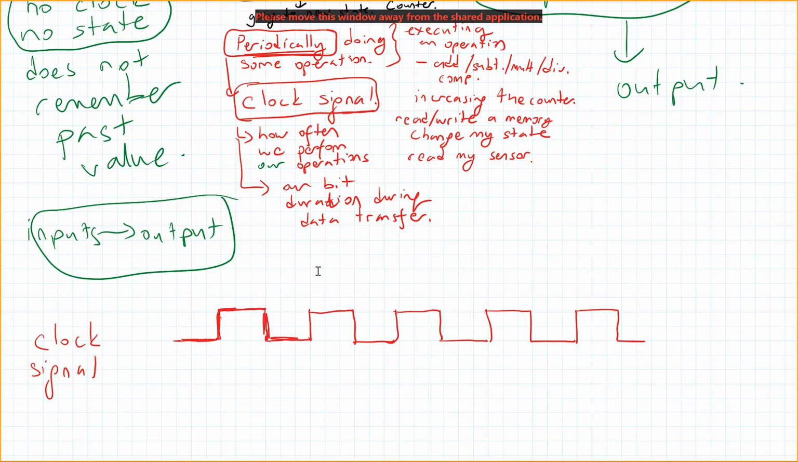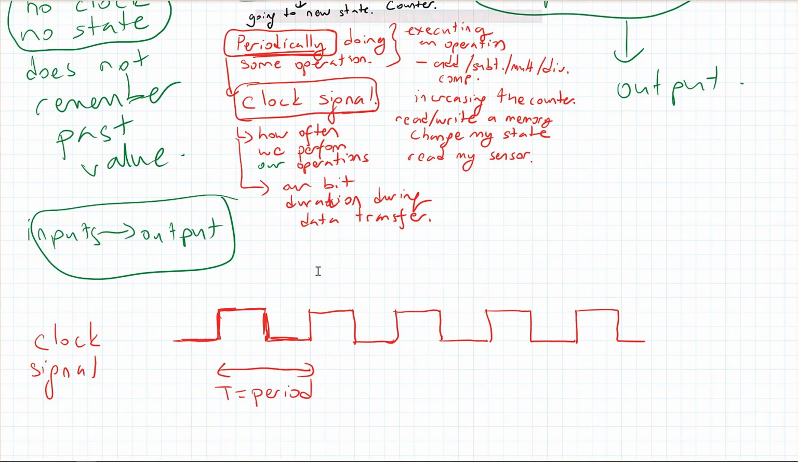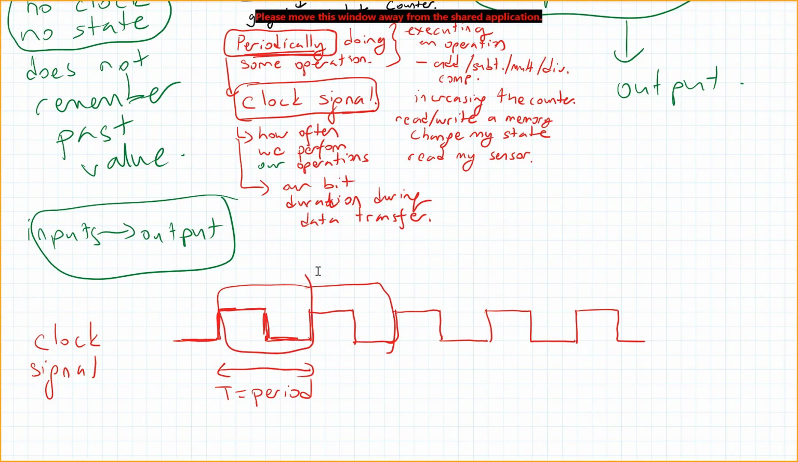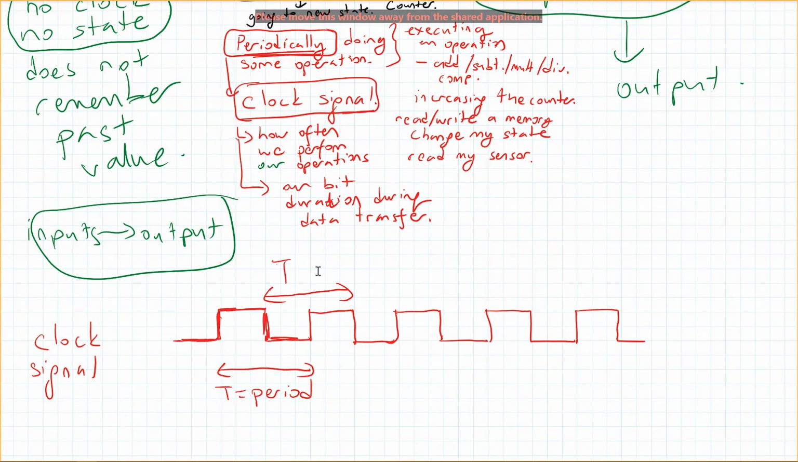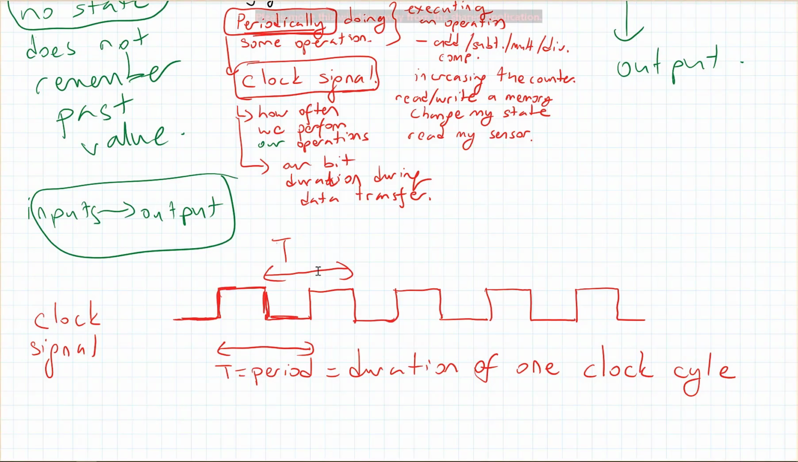And this is the period of my signal, right? We call this T and this is my period. So it is always repeating this 1, 0 behavior. You can also measure it from here to here. It doesn't matter. It will give you the same thing, right? So this is called the duration of one clock cycle. And then we have a frequency of this clock, right? My frequency is defined by 1 over T.